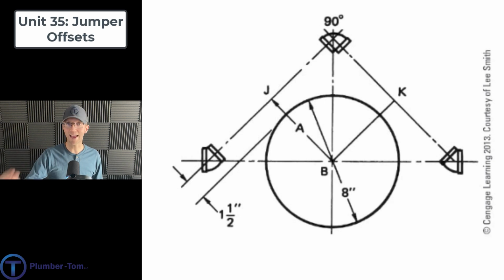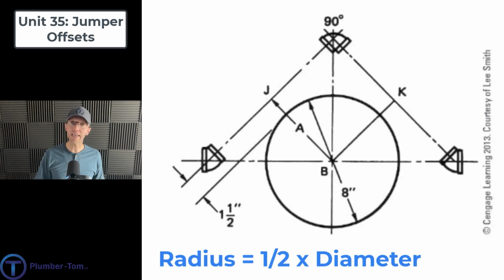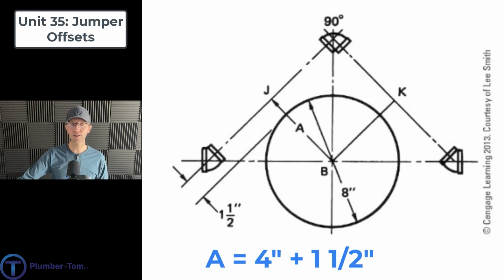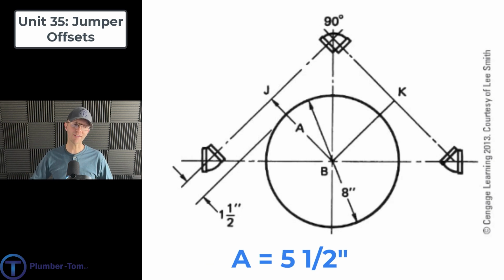If I know the diameter is 8 inches, then what's the radius? The radius of a circle is from the center line to the edge. It's 1/2. The diameter is the whole width. So I divide 8 by 2, and I'm going to get 4 inches from the center of the circle to the outside edge of the circle. And I can add to that the distance from the circle to the center line of pipe, which is 1.5. That's going to give me a total of 5.5 inches. Let's see what we can do with that.